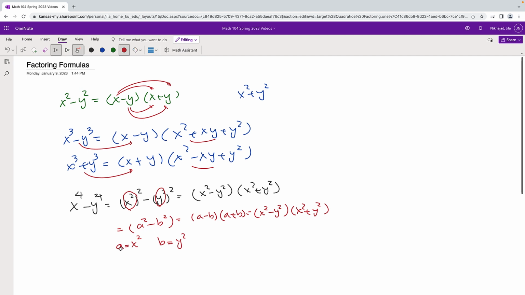Sometimes we call it u substitution. Here we called it a substitution. I decided the x squared is a good substitution for one variable and y squared is a good substitution for another variable, so I can have this format basically. But am I done in here? No, I can use this formula one more time. So x minus y times x plus y times x squared plus y squared.